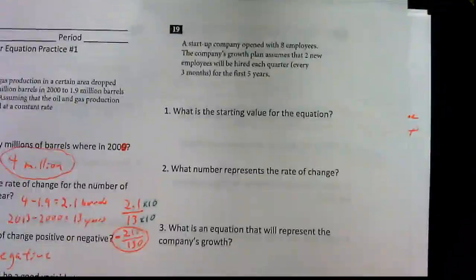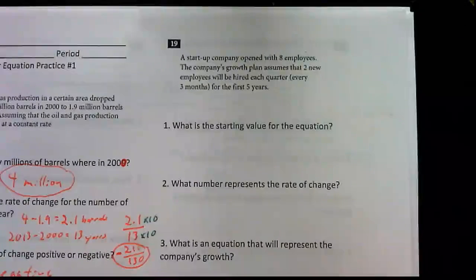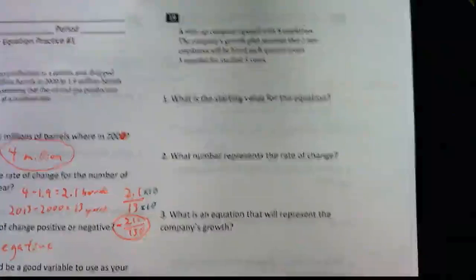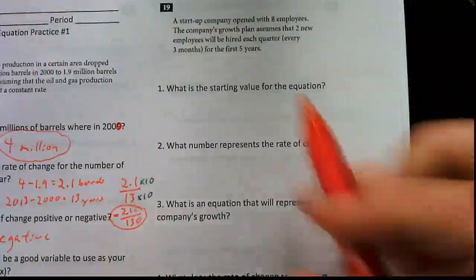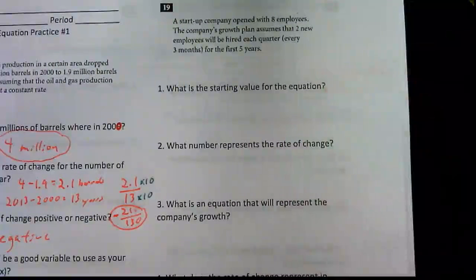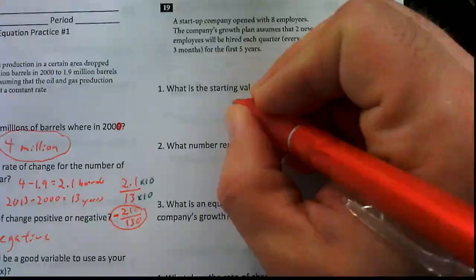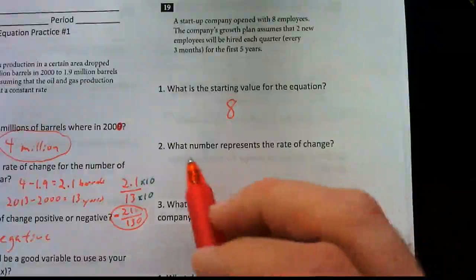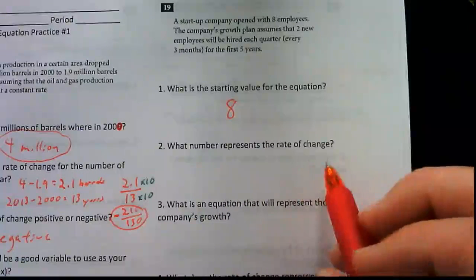All right, let's look at number 19. A startup company opened with 8 employees. The company's growth plan assumes that 2 new employees will be hired each quarter, every 3 months, for the first 5 years. So, number 1, what is the starting value for the equation? All right, so it opened with 8 employees. So that's our starting value.